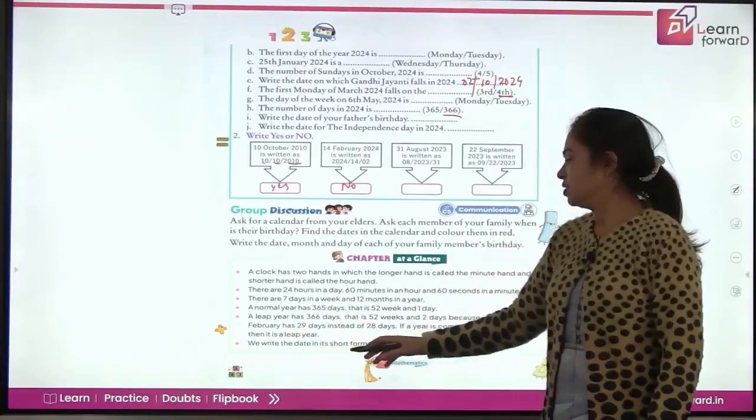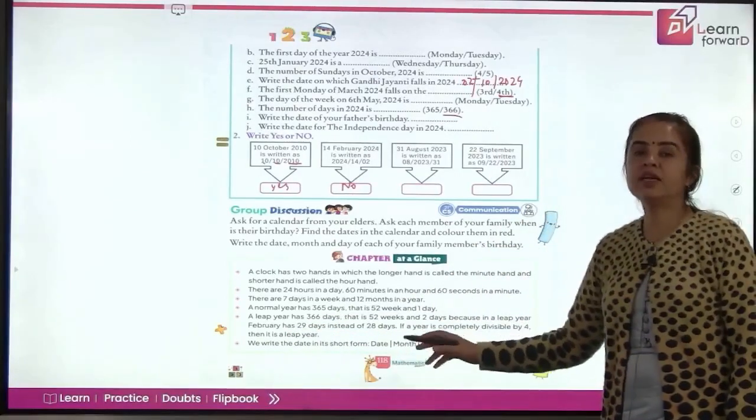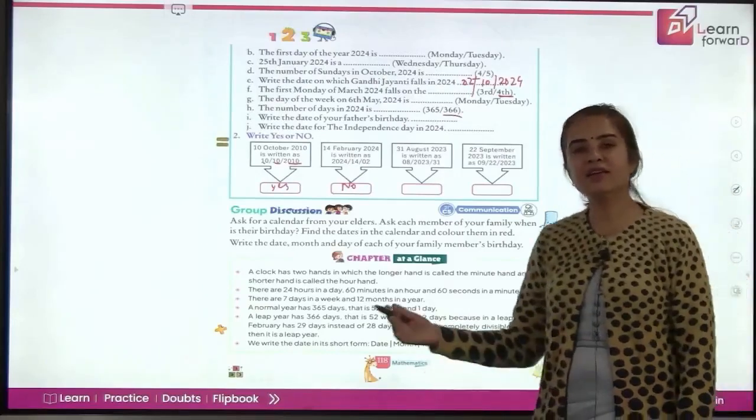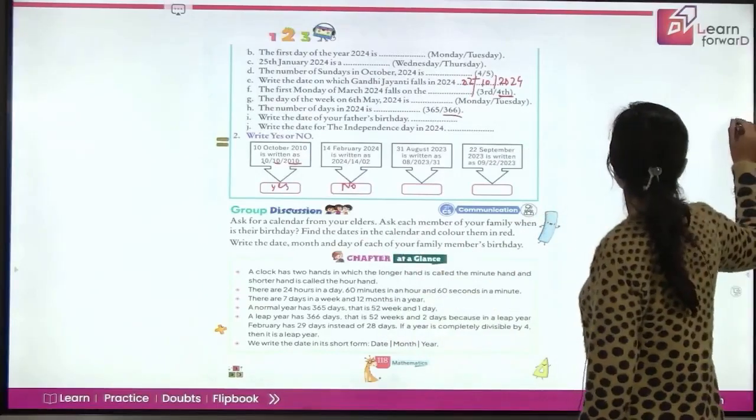We write the date in its short form as first you write the date, then the month, and then the year. So this was all about the chapter at a glance.